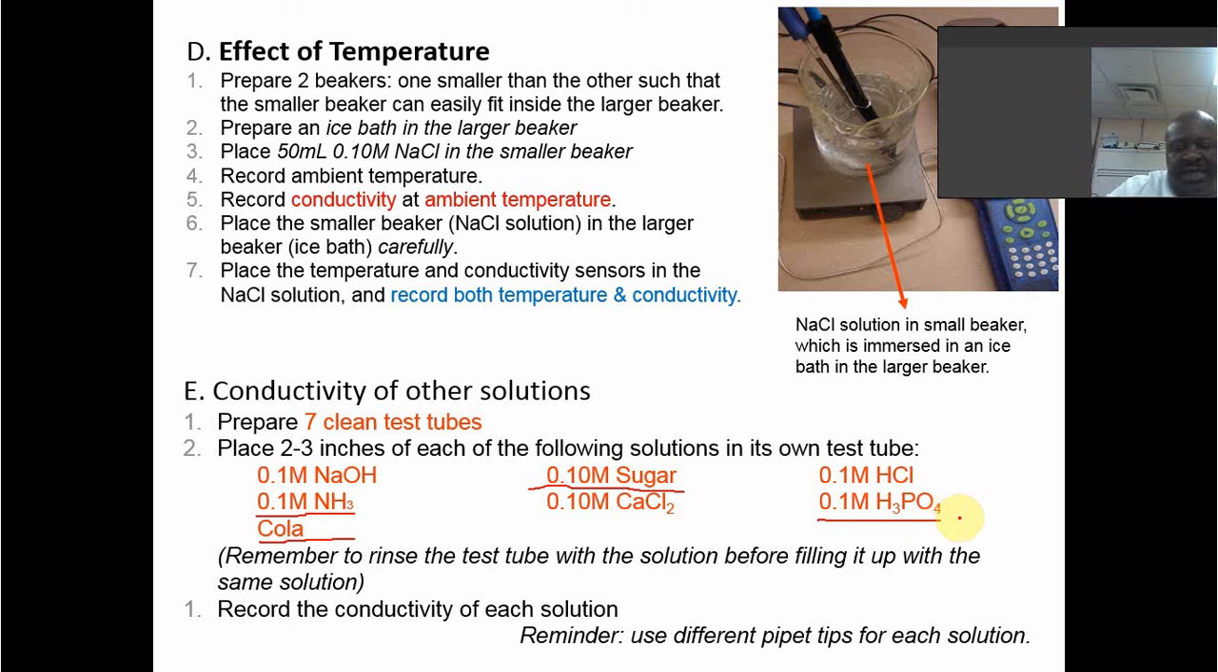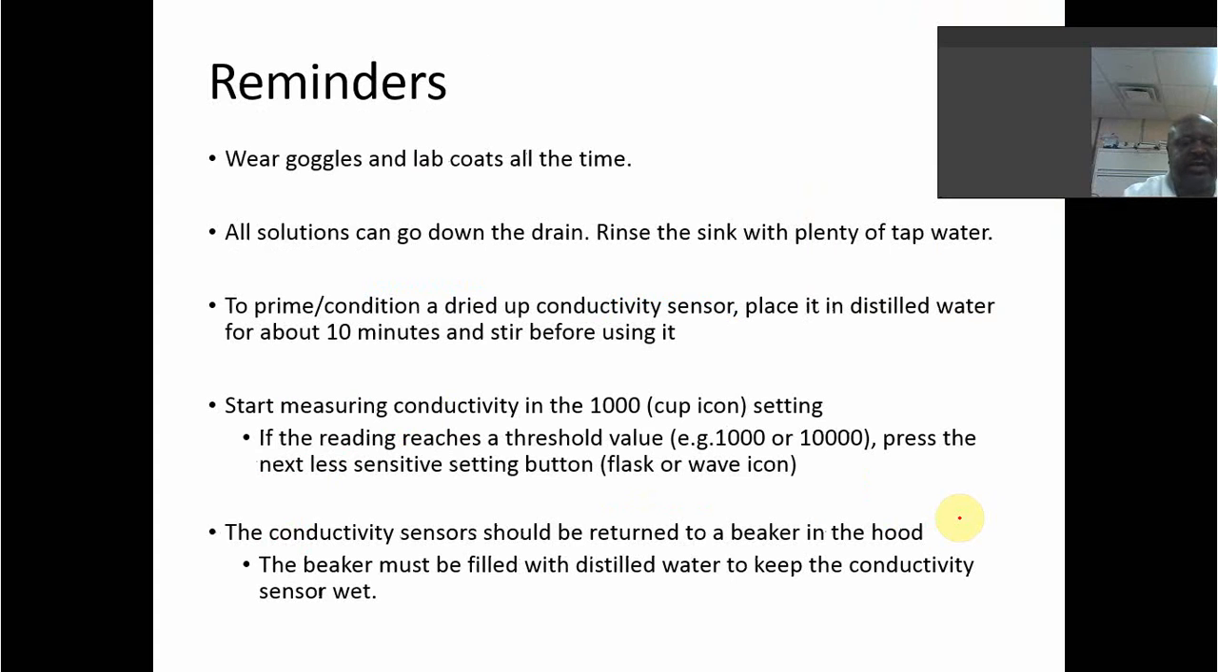Again, remember to rinse the sensor between measurements in order to ensure that we don't have any carryover. And then the dip up and down ensures that whatever you're measuring inside is the same as whatever you have outside. So that's your lab today.